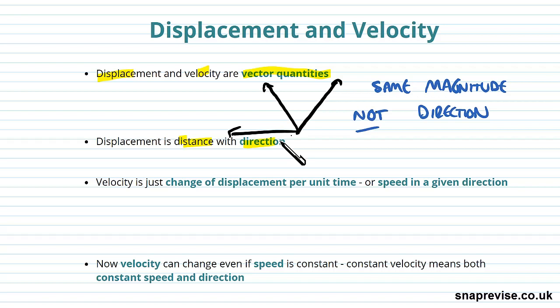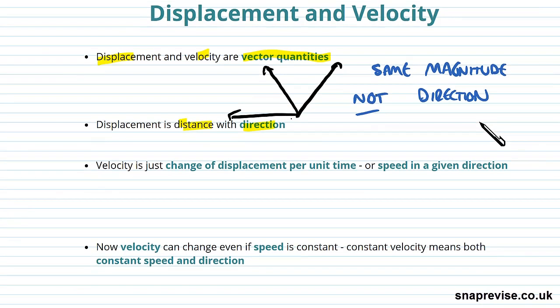But just as we saw that speed was basically the change of distance per unit time, we can see that velocity is just the change of displacement per unit time, or speed in a given direction is the logical consequence. And what does that mean? Well, it just means to go back to our running track.